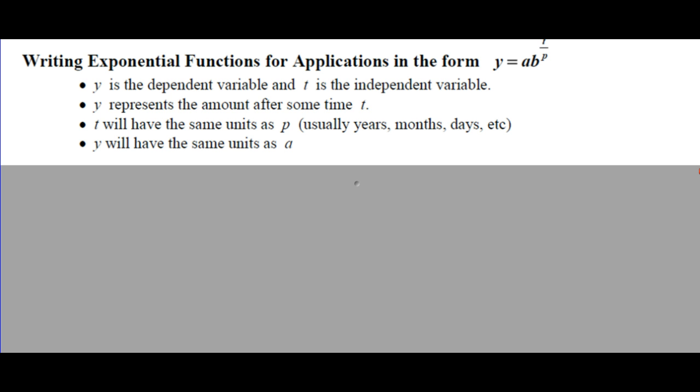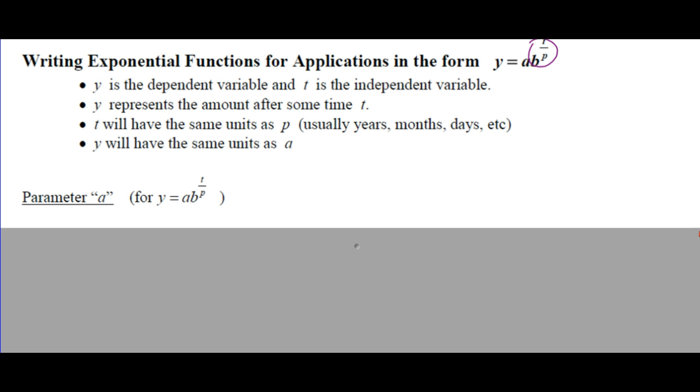So anyway. Writing exponential functions for applications in the form y equals a times b to the t over p. Y is the dependent variable and t is the independent variable, pretty much time. Y represents the amount after some time t. T will have the same units as p. So that's important. You've got to make sure that these are in the same units. So if you're given t in months, but p in years, you're going to have to convert one to the other unit, depending on the question. Y will have the same units as A. So again, that's all dollars or whatever.